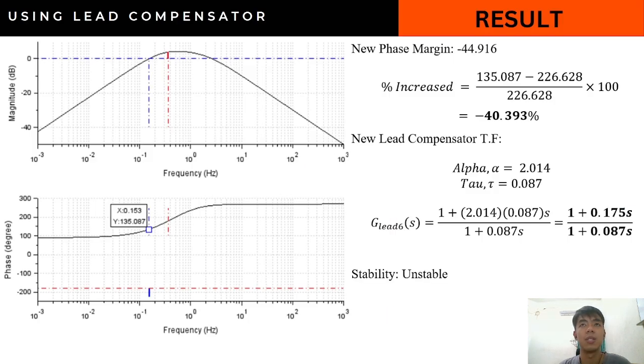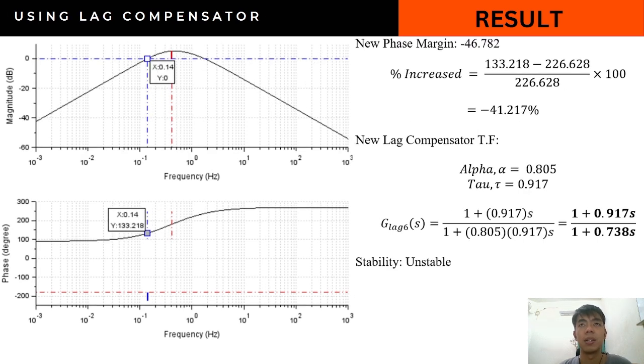Using a lead compensator, we get a percentage increase of negative 40.393%, which is considered a decrease or inverse increase in results. And for the lag compensator, the resulting percentage increase is negative 41.217, which is also considered an inverse increase or a decrease. Both results are further apart from the targeted percentage.